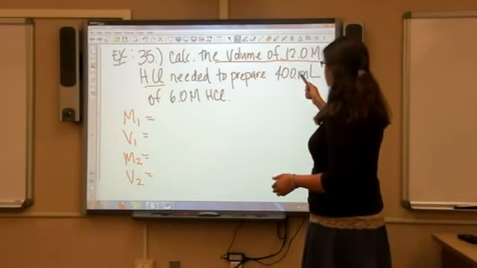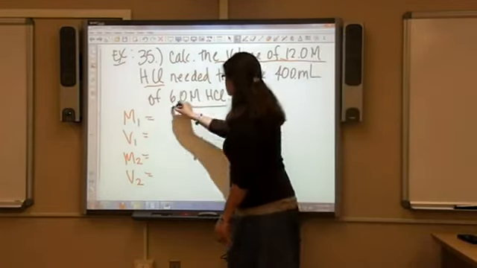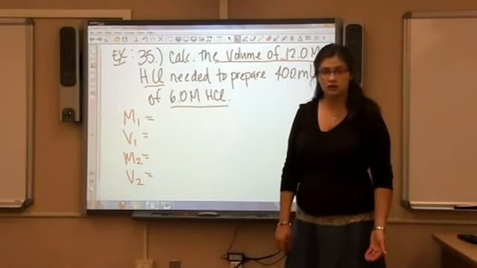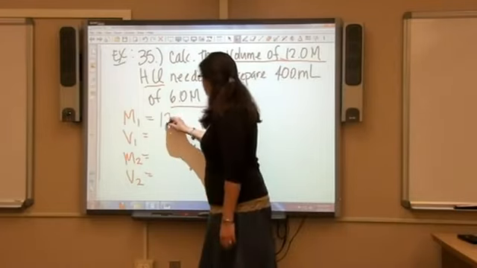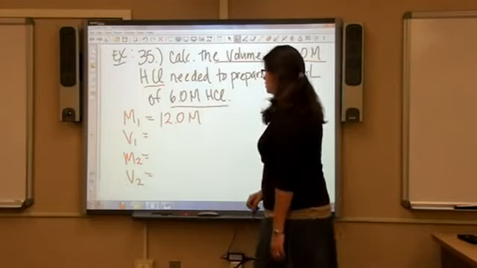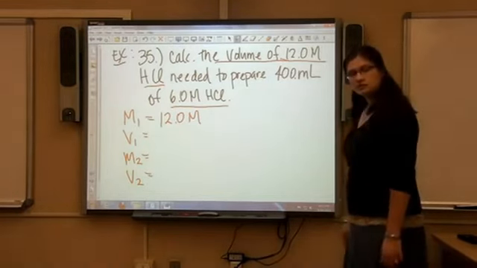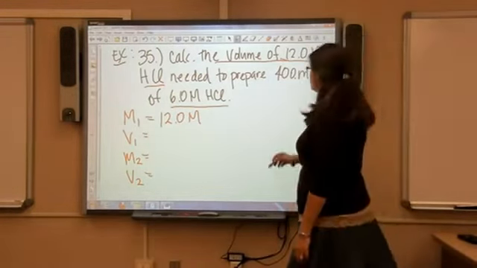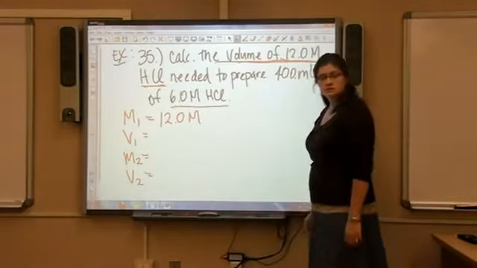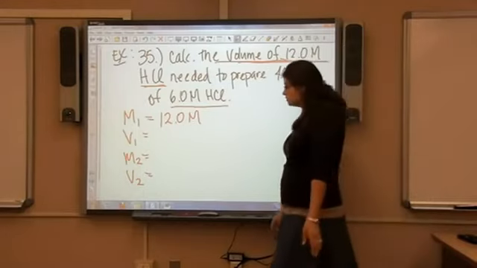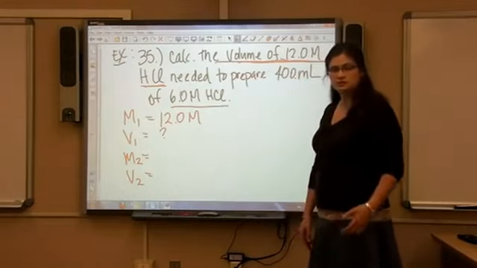Calculate the volume of 12.0 molar HCl. We're given two molarities. Which one of them is more concentrated? Well, the higher number. Let's give that M1. So M1 here is going to be 12.0 molar. Then what's V1? Well, we don't know the volume of that. That volume of 12.0 molar HCl is what we're supposed to calculate, so that's what should get the question mark. Then everything else is just filling in the blanks.